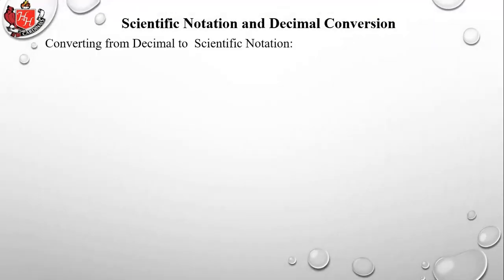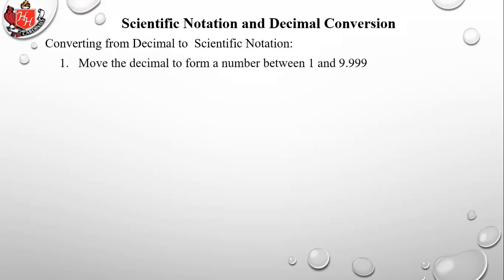Converting from decimal to scientific notation. Decimal is a term we use just for ordinary numbers as you know them. They don't necessarily have to have a decimal in them. They could be whole numbers, integers, but we're going to just refer to those as decimal numbers versus the scientific notation that we're learning. So 1, move the decimal to form a number between 1 and 9.9999. It can't be 10. It's just between 1 and 9.99.